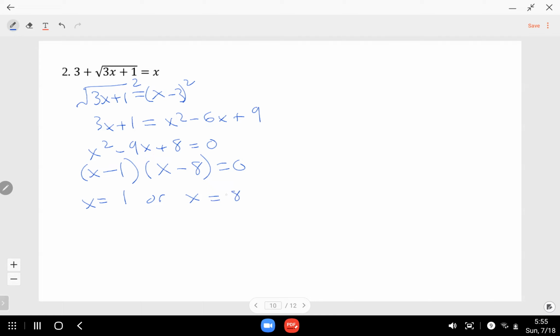So why do we need to check? Because -1 does not equal 1, right? But when you square things, they are equal. When you put the square here, it messes things up. So let's check 1. 1 does not work. 3 plus 2 does not equal 1. But 8 works. So 8 is the correct solution.